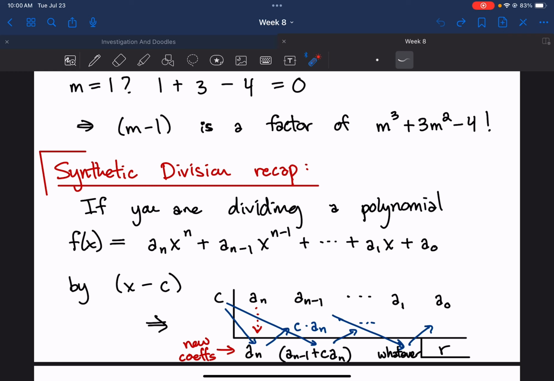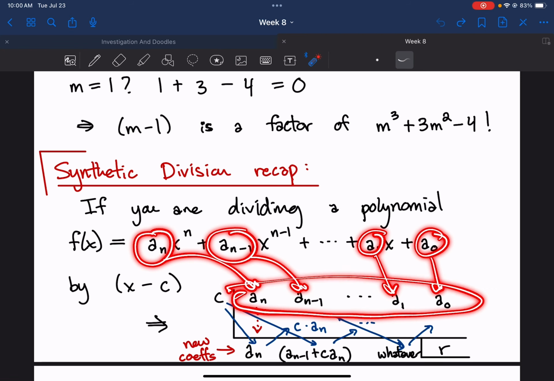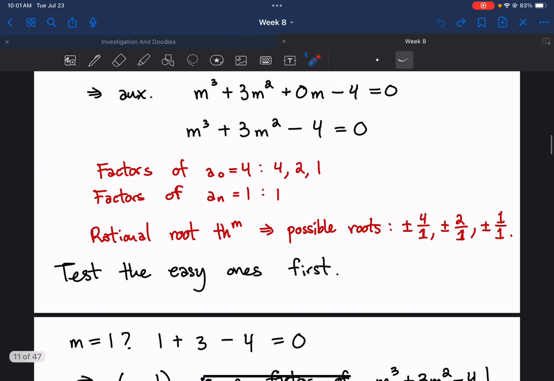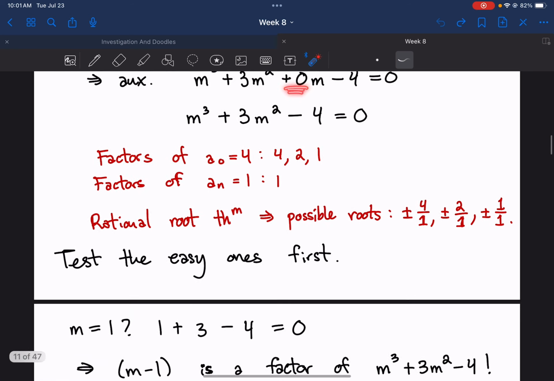So what you do is you start by copying the coefficients into these spots. You copy the coefficients into this first row of the synthetic division. And you have to make sure you add in any zeros that are missing. So if a_{n-1} was a 0 and it didn't show up in the polynomial, you still need to add a 0 here. If we look in our example, there's this 0m term, so we have to be sure we add a plus 0 to the fourth spot.